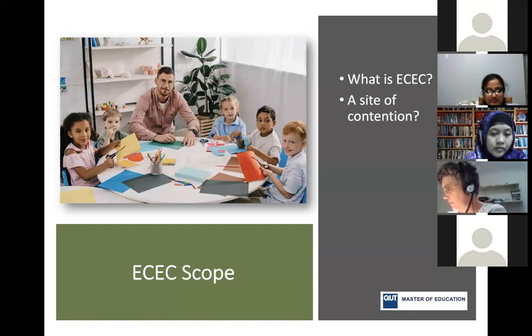The OECD Starting Strong reports and a lot of research define the ECEC range as birth to 8 years. But if you look at the Teach Queensland website, for example, it says birth to 5 with no mention of prep to year 3 as being early childhood. So there is contention here, and I'd really like to see what your thoughts are. What age range would you consider early childhood education and care to be? Any thoughts?